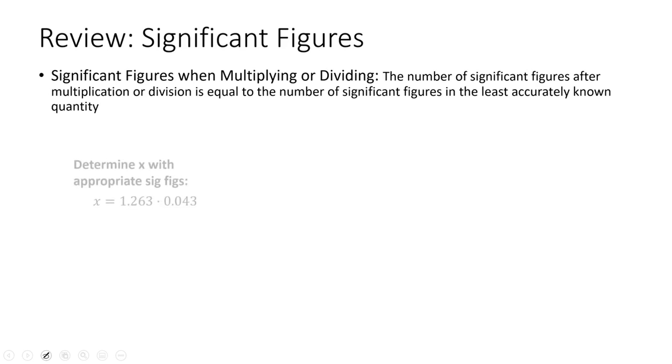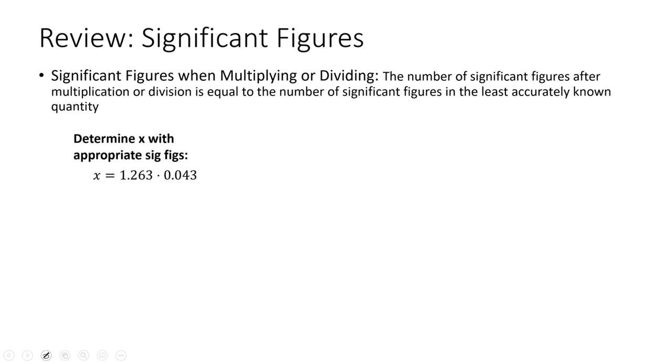So, quick example, here I have x, it's the product of two numbers, and I want to determine x with the appropriate number of significant figures. So first thing I'm going to do is to determine how many sig figs each of the numbers in the product have. So looking at 1.263, this one's pretty straightforward. It has no zeros, so it just has 4 sig figs. Next, looking at 0.043, well, my two zeros are both before my significant figures, which means that they are insignificant. So this guy only has 2 sig figs.